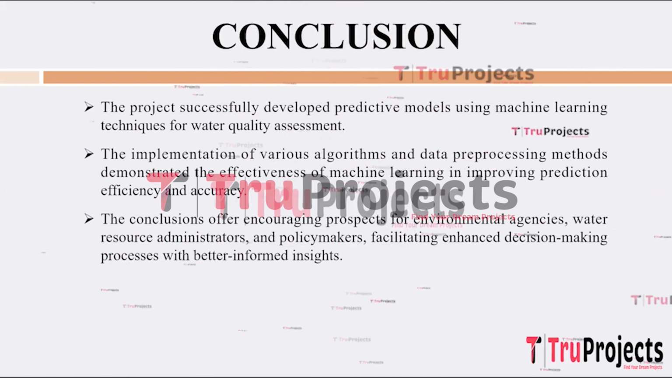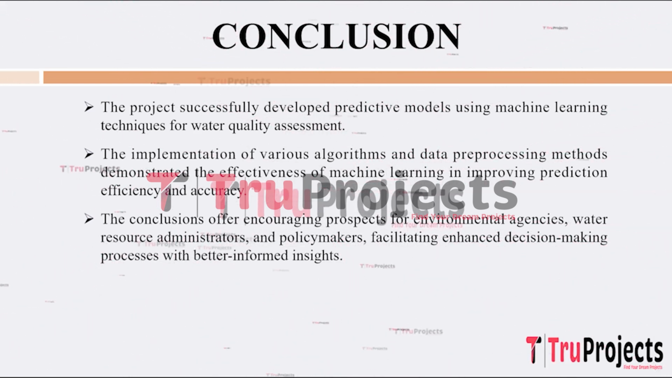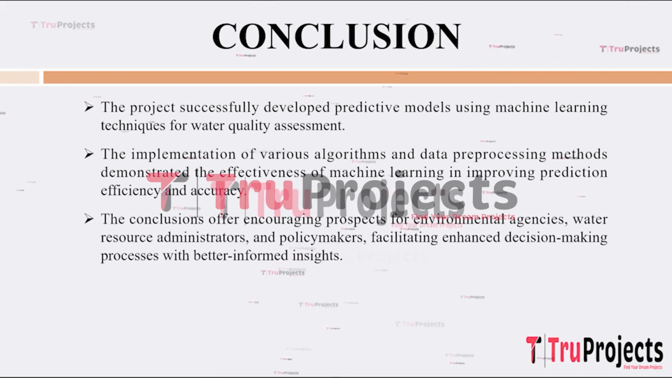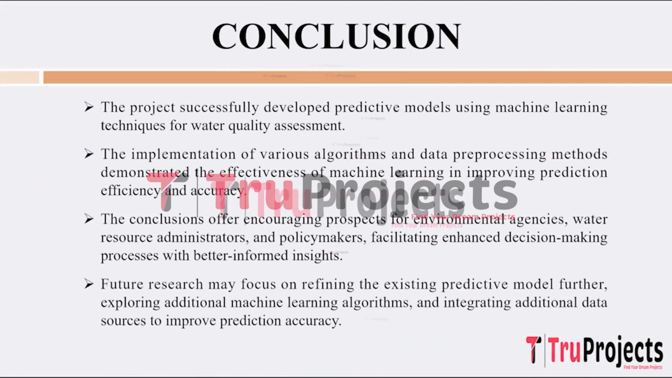They provide valuable insights that can facilitate more informed decision-making processes, ultimately leading to better management of water resources and environmental preservation efforts. Future research directions involve refining the existing predictive model by exploring additional machine learning algorithms and integrating new data sources. This continuous improvement process aims to enhance prediction accuracy and address evolving challenges in water quality assessment, contributing to ongoing advancements in environmental science and technology.